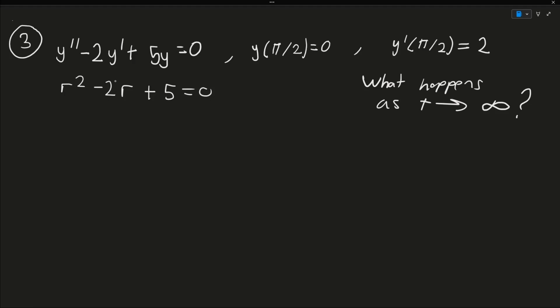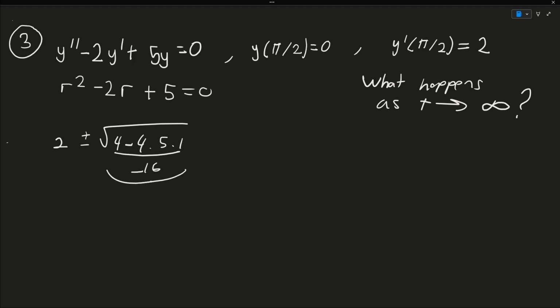Since b squared minus 4ac will generate a negative delta, we will have a complex root here. So let's find what the root is. Using the quadratic formula, I will get negative b, which is 2, plus or minus the square root of b squared, which is 4, minus 4 times 5 times 1. So we will have negative 16 here.